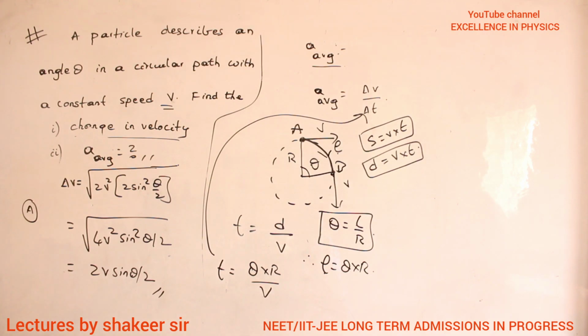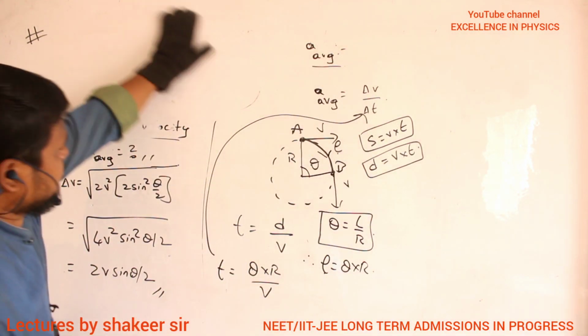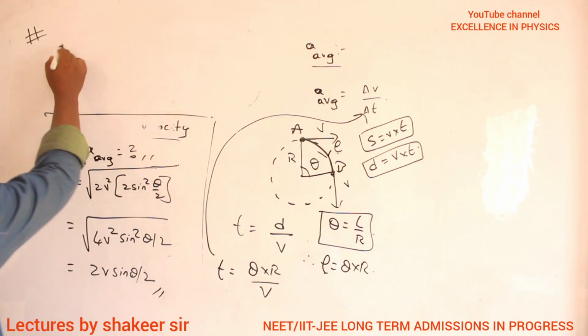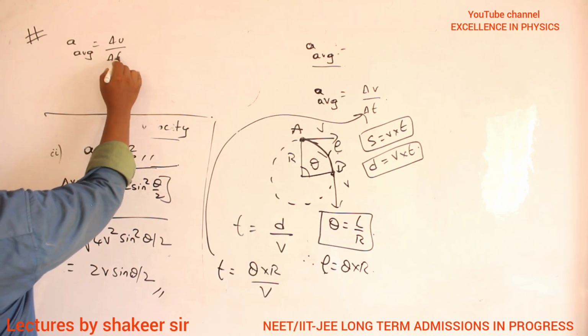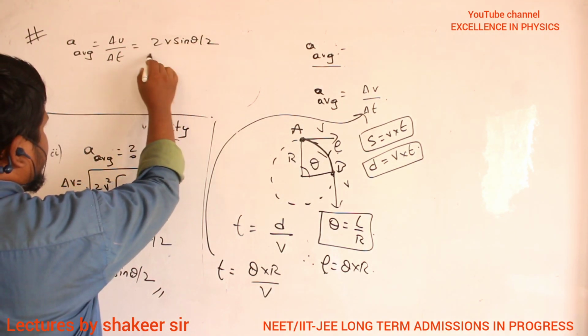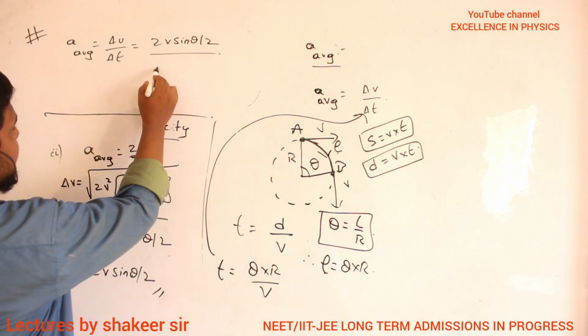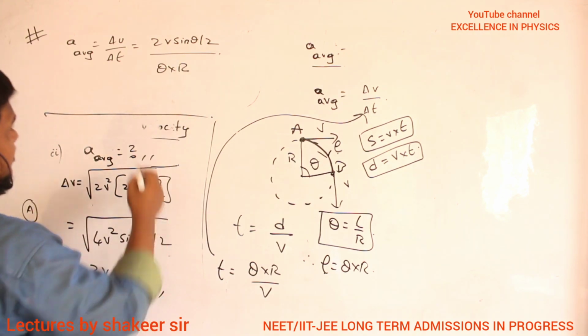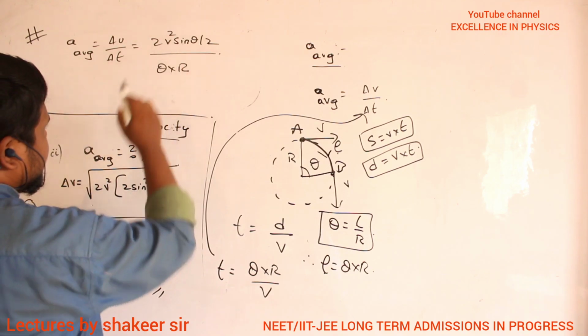So divide both of them. Therefore, what will I get for average acceleration? Average acceleration is change in velocity divided by change in time. Change in velocity is 2v sin theta by 2, and the time taken is theta into R divided by v. So this v I can take upwards also, and it becomes 2v square sin theta by 2 divided by theta R.